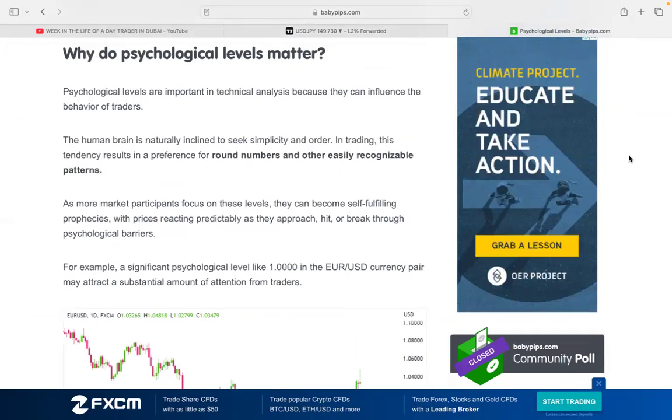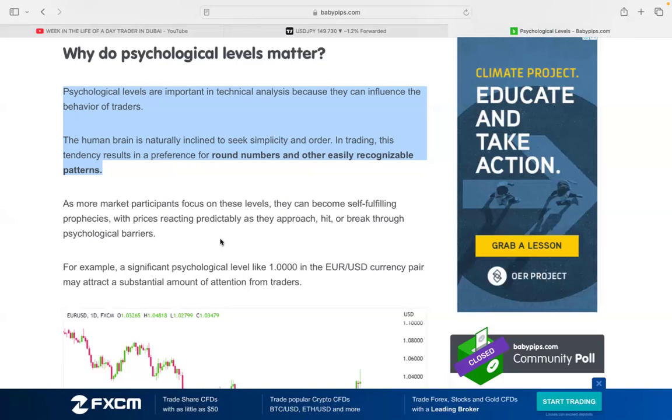This paragraph is what I'm reading from. The human brain is naturally inclined to seek simplicity and order. In trading, this tendency results in a preference for round numbers and other easily recognizable patterns.